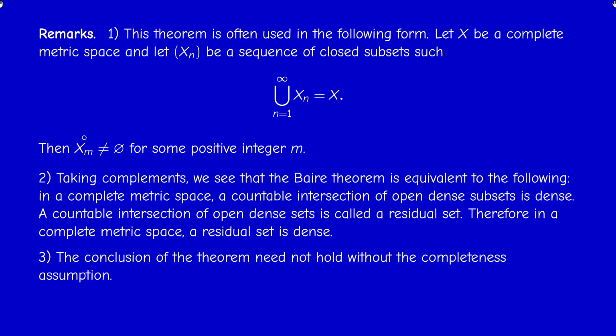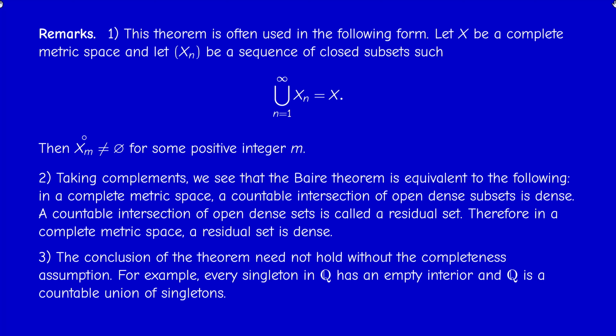And third remark, we really need the completeness assumption, because if we remove the completeness assumption, the result may be wrong. So here's an example. If you take the space Q with the usual topology, Q is not complete as a metric space. And every singleton of Q has an empty interior, and Q is a countable union of singletons because Q is countable. Okay, but Q is open in itself. So we really need the completeness assumption, and you'll see where we used it in the proof.